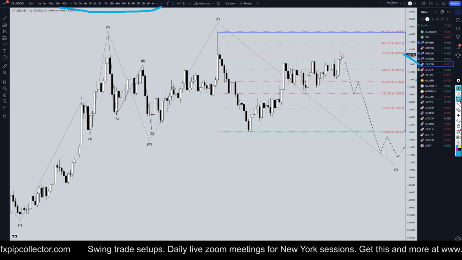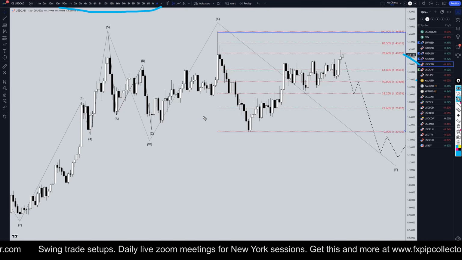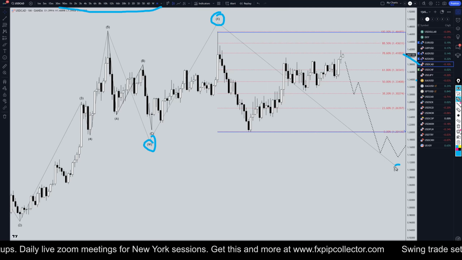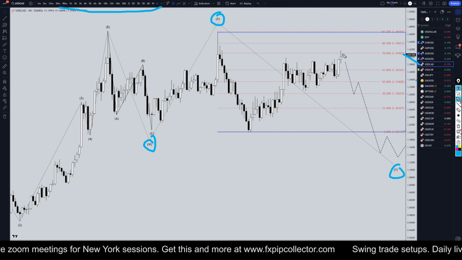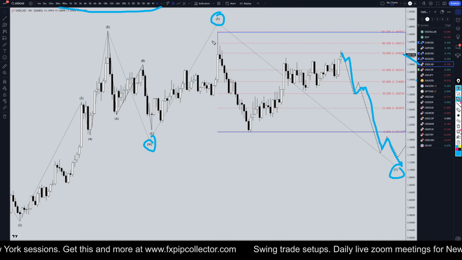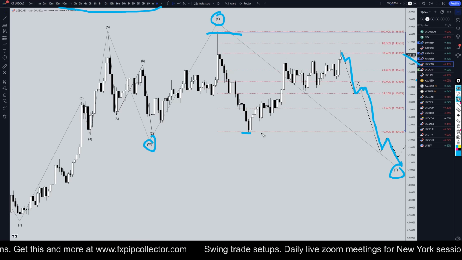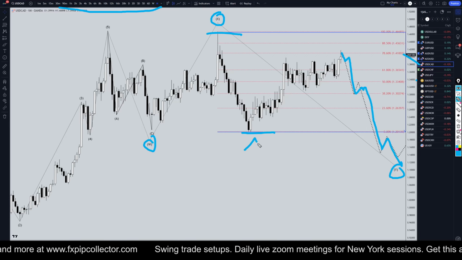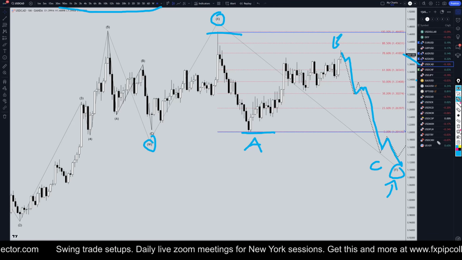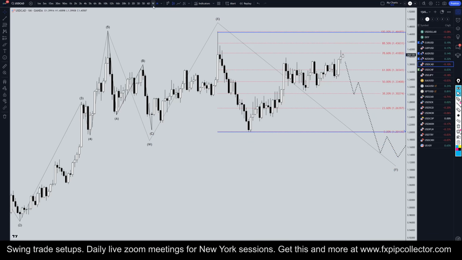So anyways, on the US dollar CAD, I still think this is a big WXY pattern on the monthly time frame. If that is true, then this probably is going to end up starting a pretty big downtrend, probably around the same size as this downtrend over here, to complete the A, the B, and the C of wave Y. So let's head down to the weekly time frame.